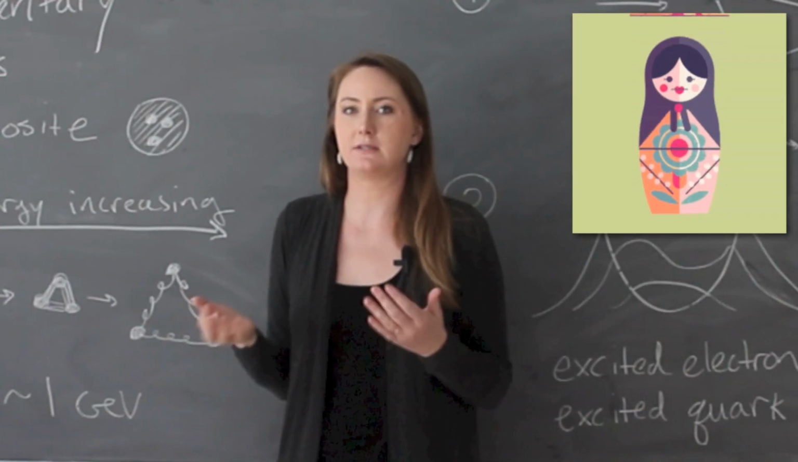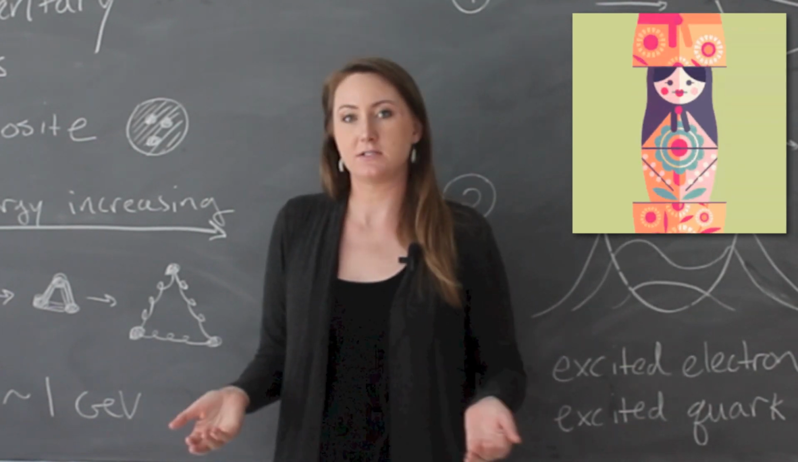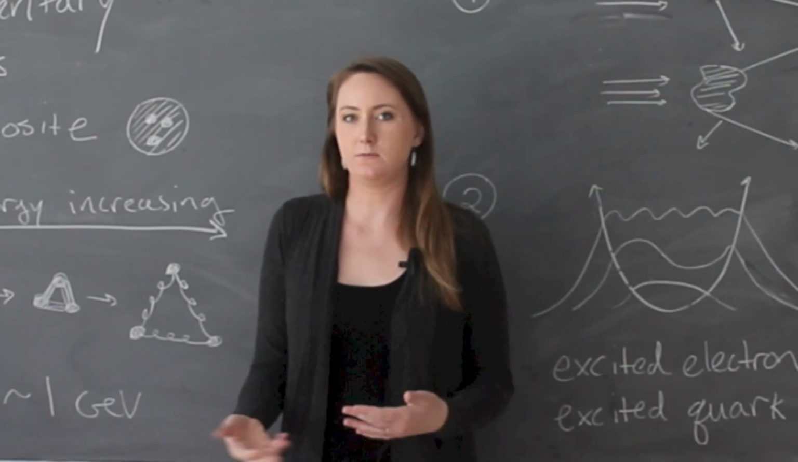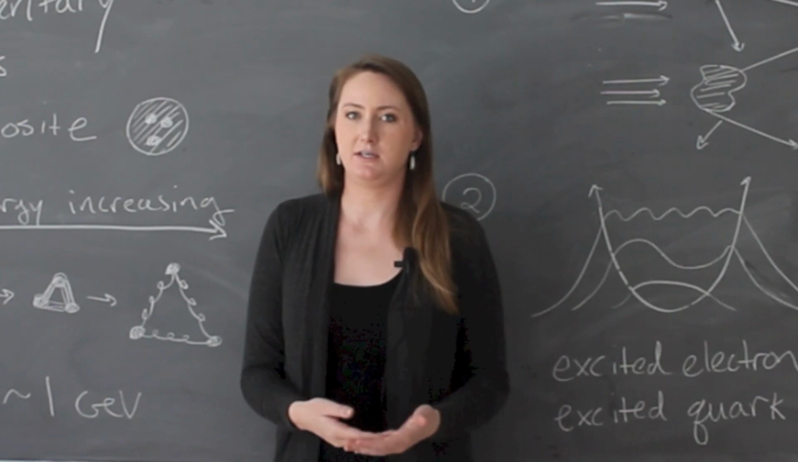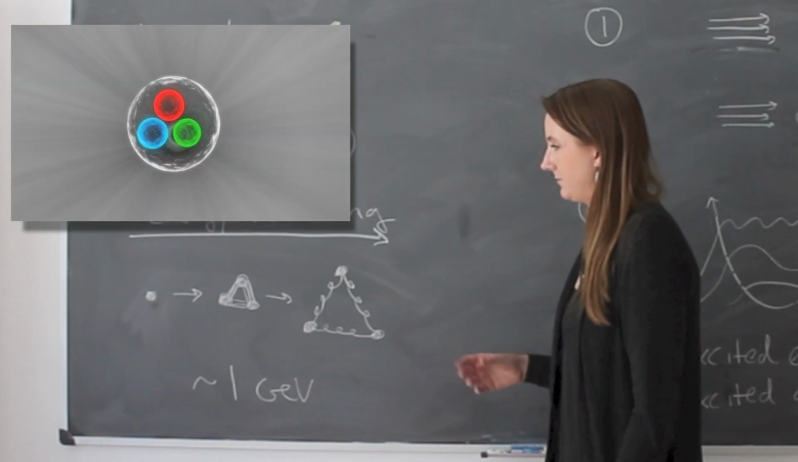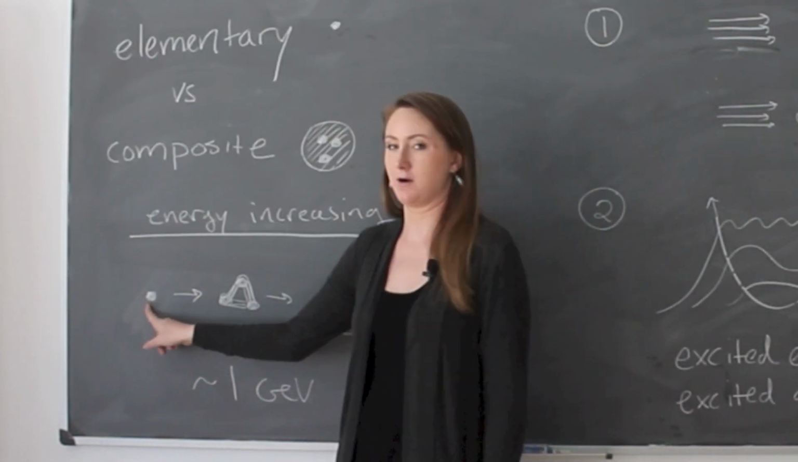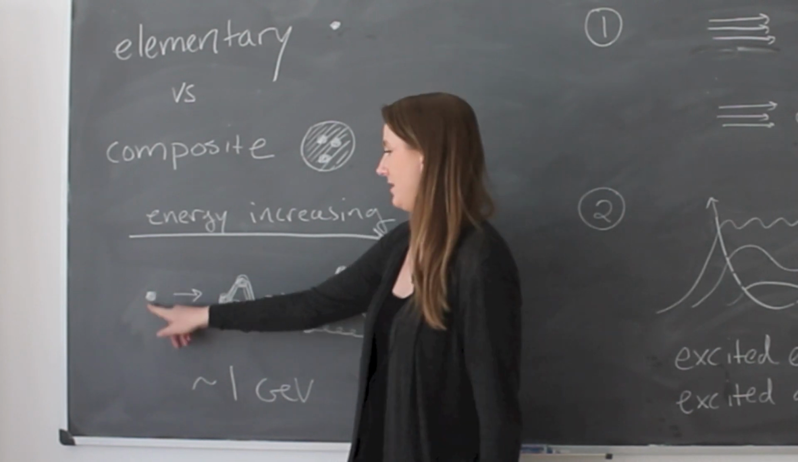So how do we know quarks and leptons aren't also made of smaller particles? The answer is we don't know for sure, but we assume that they're elementary because we've never seen any evidence that they're composite. So if we look at the proton, it is held together by the strong nuclear force. And at low energies, the strong force is very strong. That's how it got its name.